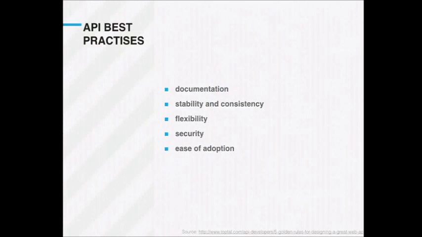Okay, so let's start with API best practices. The first is documentation, because if you don't have your API well documented, nobody will use it. Today, tools like Swagger or APIGen, I think, are quite common, and you can easily generate documentation from your programmed API.